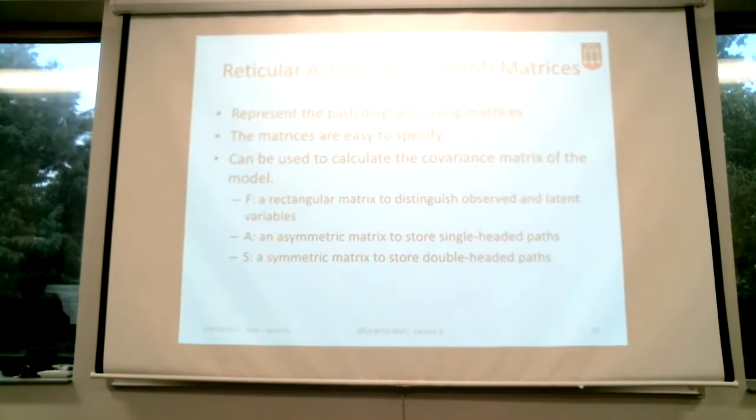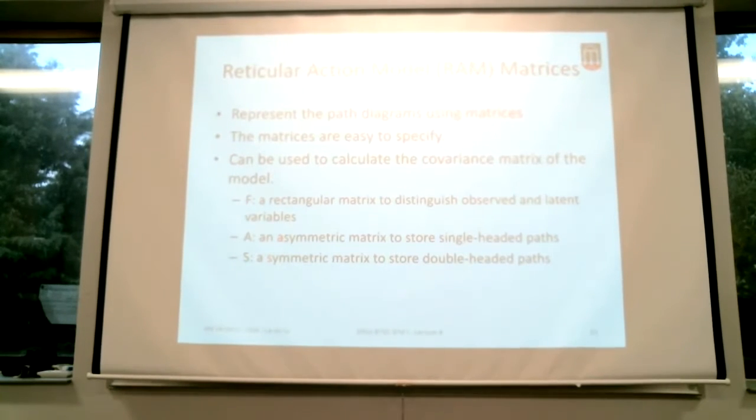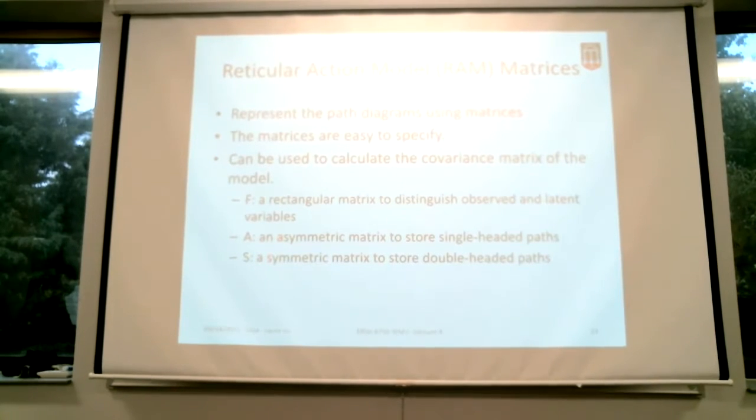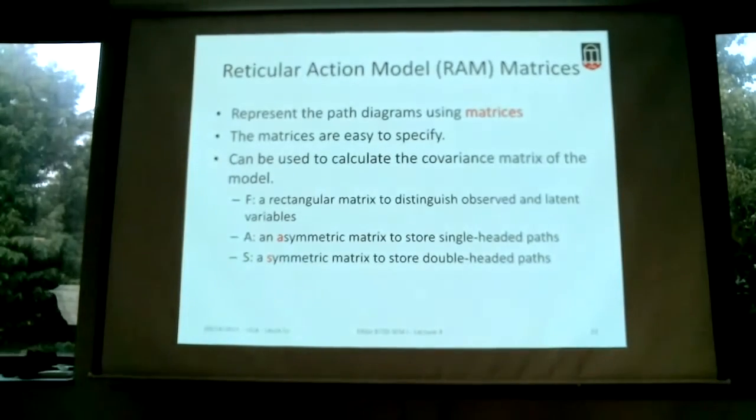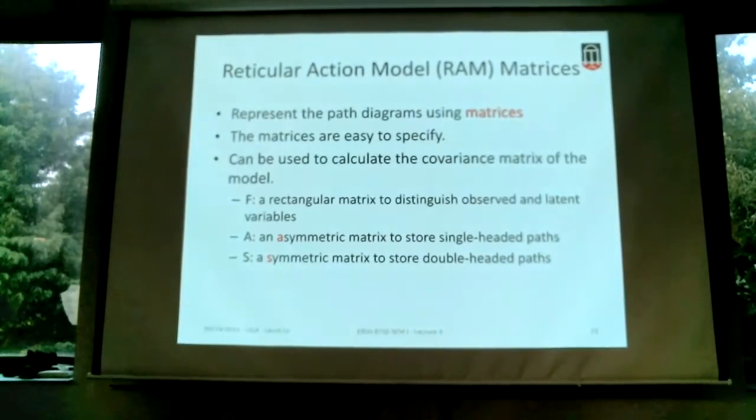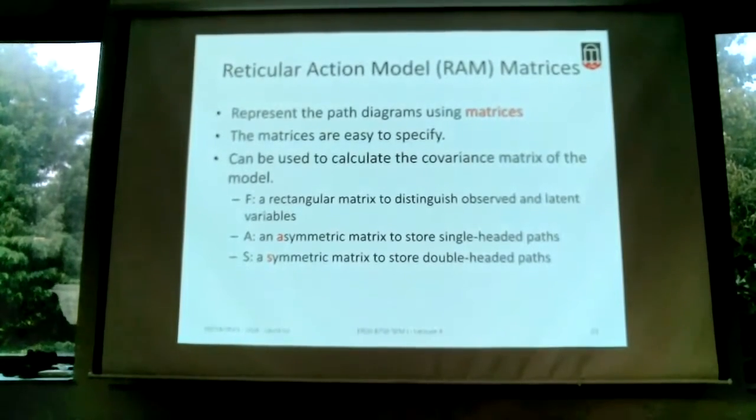Okay, let's continue with the third method. We have already finished two methods, and let's look at the third one. It's called the RAM method. Actually, it's short for reticular action model matrix. By using this method, we figure out some matrices, and then we do matrix algebra, and finally we get the final covariance matrix, capital sigma.